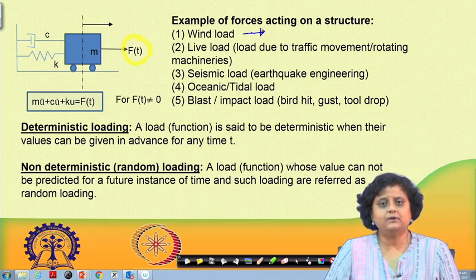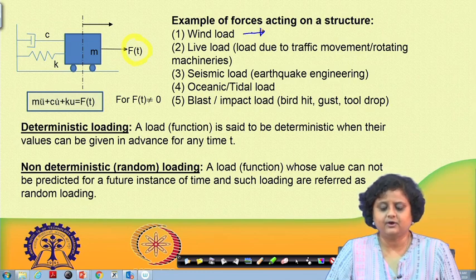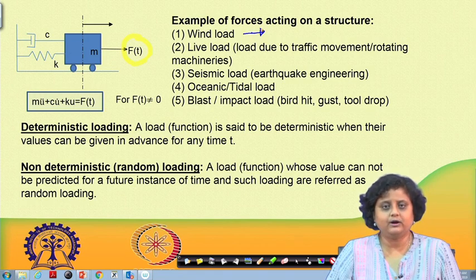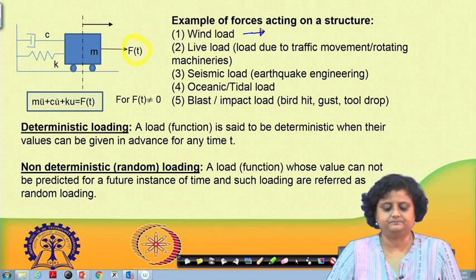This is very commonly experienced in aircraft, under certain conditions where there is a bird hit, a gust, a sudden change in wind, or a tool drop. So, we will as of now not differentiate between these kinds of load. We will just have in mind that these are the different forms of loading that the structure can encounter.